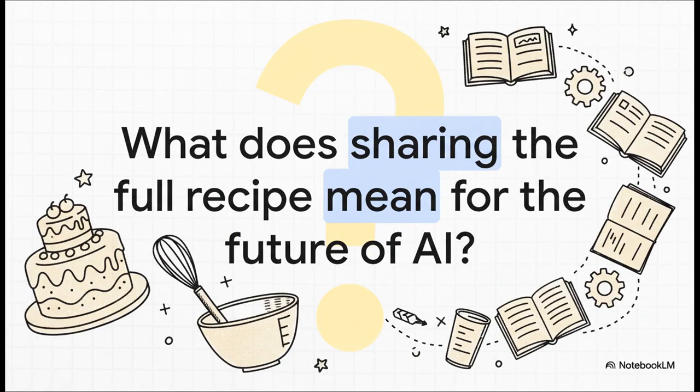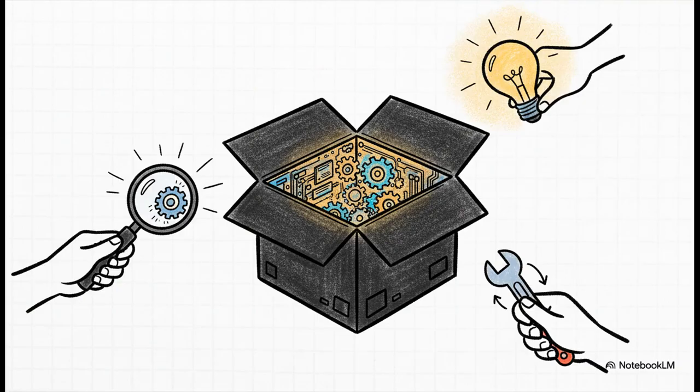Now, this level of transparency is incredibly rare in this field. So it makes you wonder, what does this actually mean for the future of AI? What happens when you don't just share the final cake, but you share the complete, unabridged recipe for how to bake it from scratch? Well, for starters, it completely demystifies the whole process.